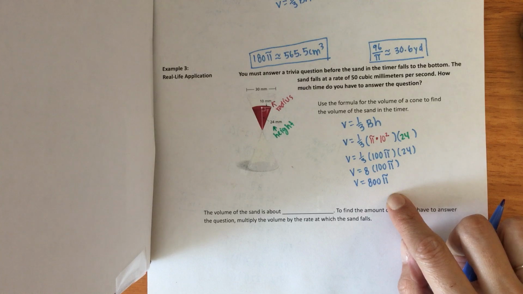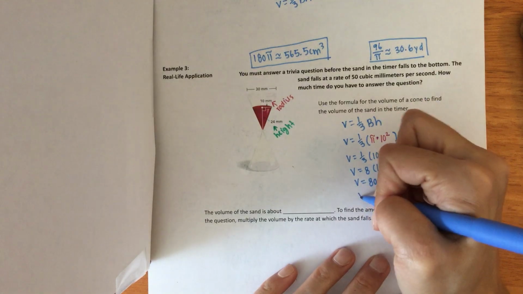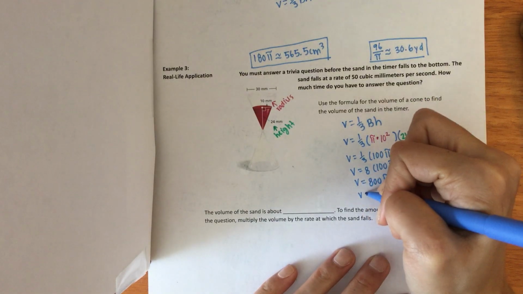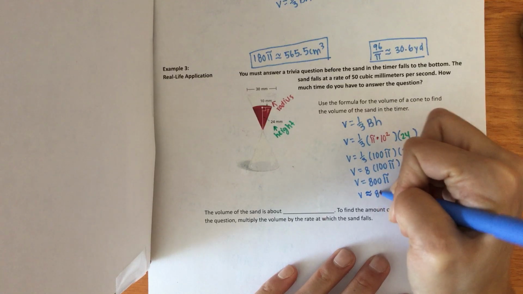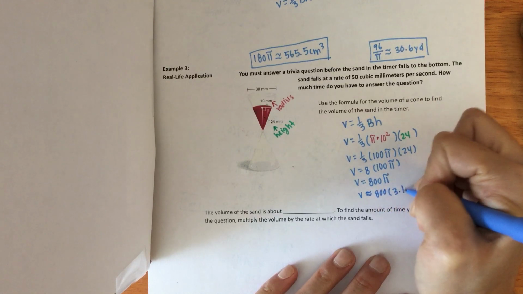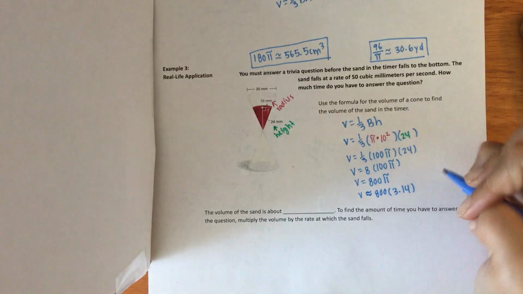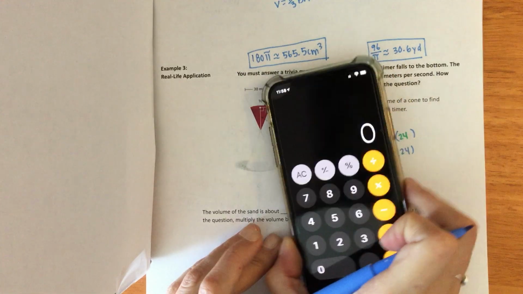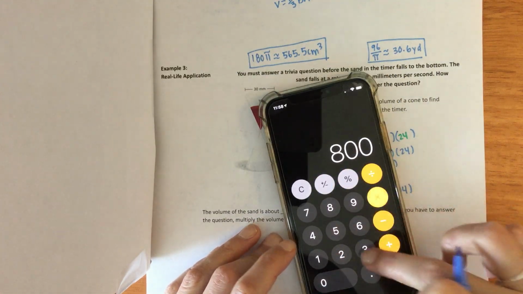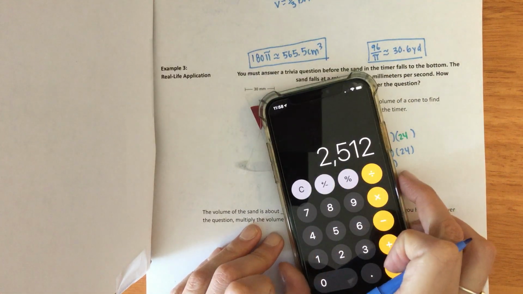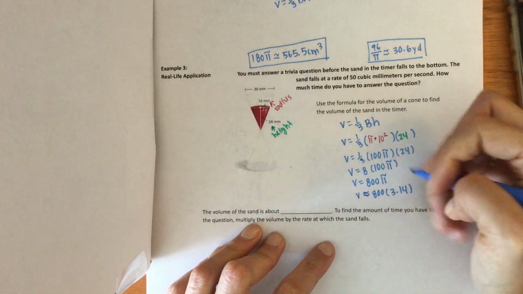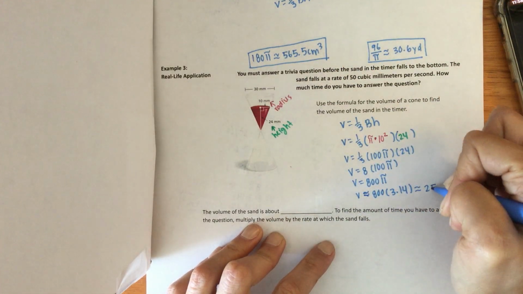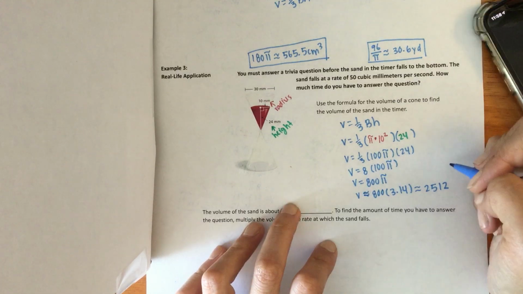If I were to round it out, I guess I should do about 800 times 3.14. And I'll show you what that is here. 800 times 3.14 is going to be 2,512. So this is about 2,512.